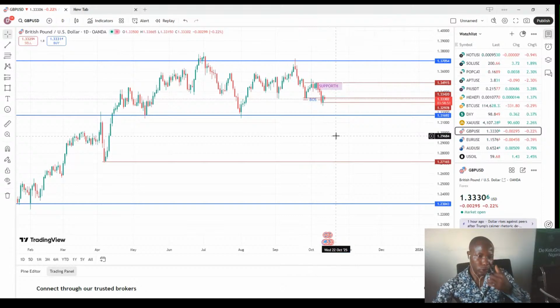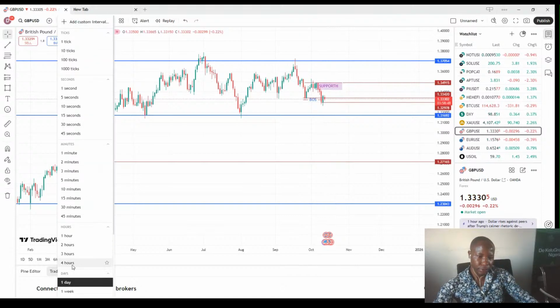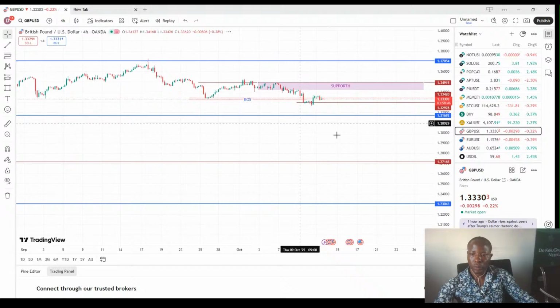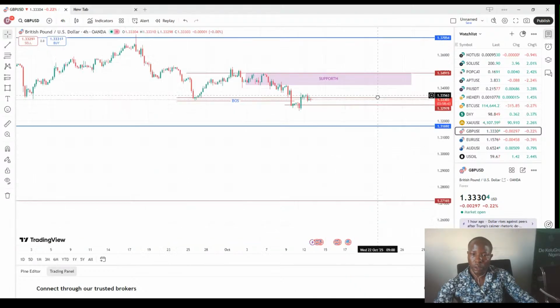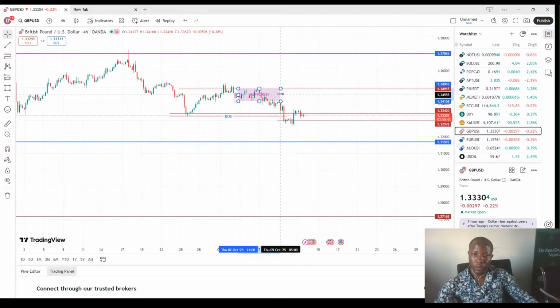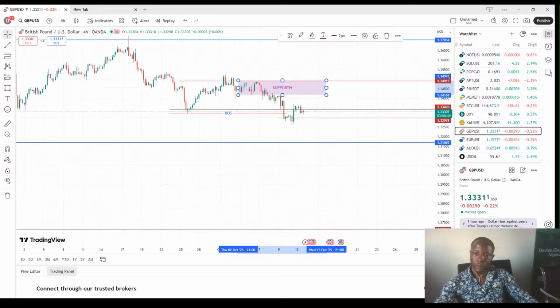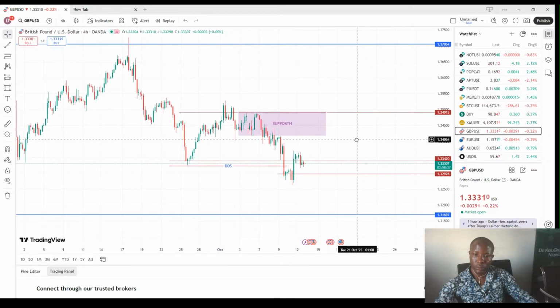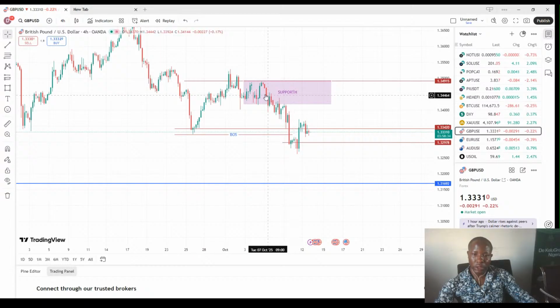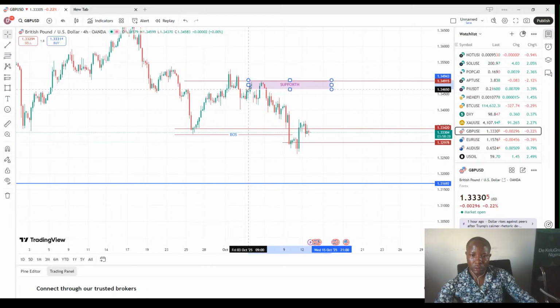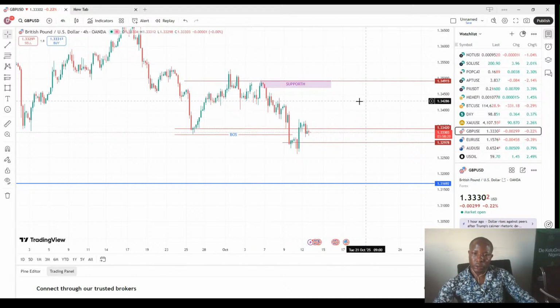So let's go over to 4 hours. You can see all this weak. That's why I say it has been mitigated. So we can actually take this back to this candle. So this is the support there.